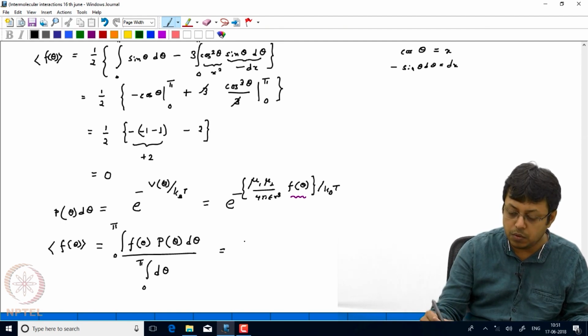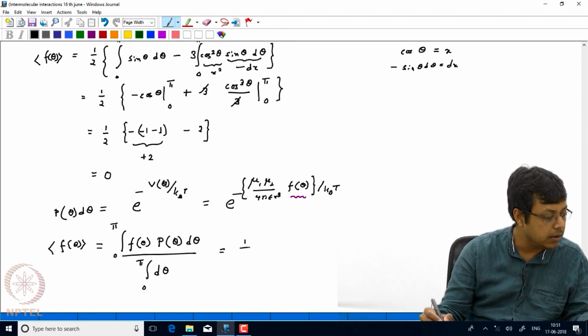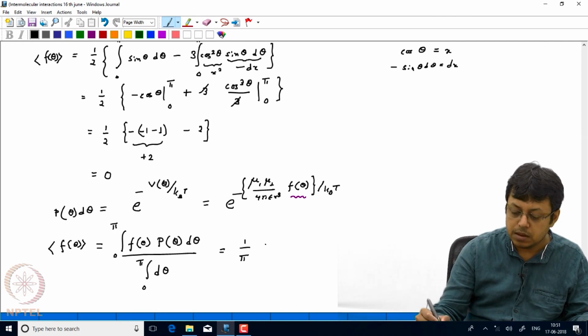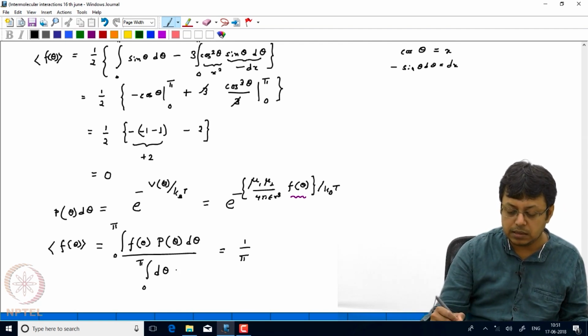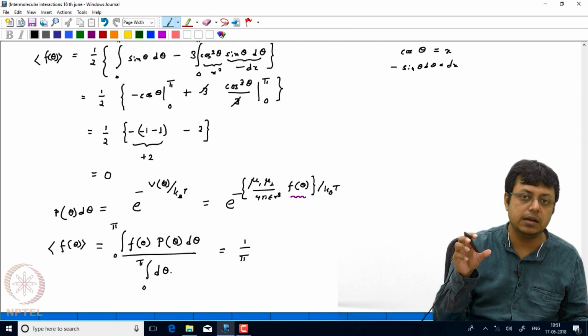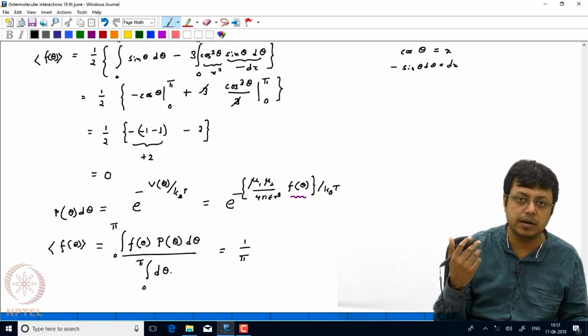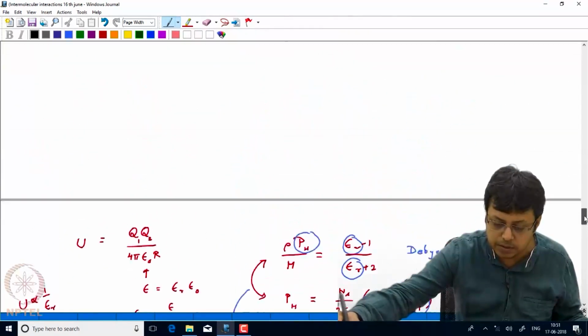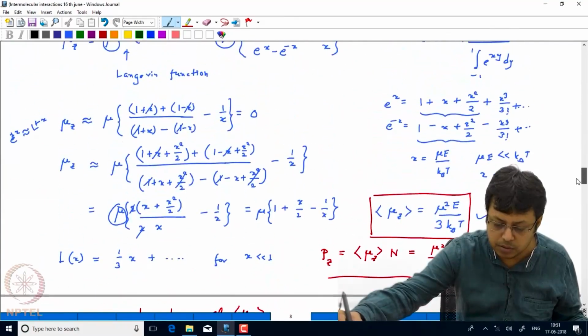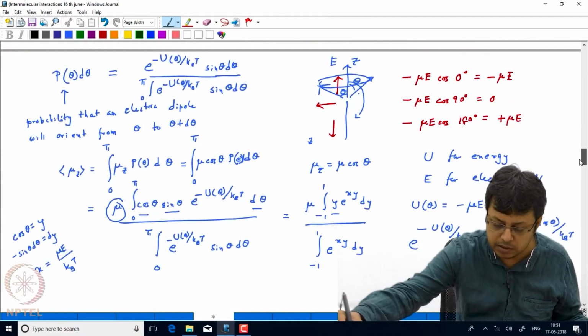I'll have 1 over pi, because this pi comes from the theta integration, as you can see that it is basically between 0 and pi. So that is just a straightforward integration, 1 over pi. Now do not get confused that we need a sin theta d theta here, because we are just considering the probability distribution, just like we did in the earlier dipole interaction, if you remember that.